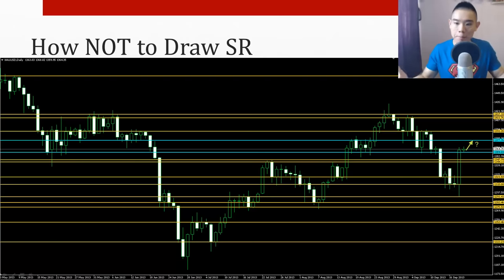You can be buying into support, and if you've got too many levels, the next thing you know, a few pips away, there is another resistance. And you might think, oh man, I'm so near resistance, I shouldn't enter a trade. So you can see there's just no room for your trade to move because you put in too many levels. You get analysis paralysis, you don't know which level to focus on, and you get frustrated. So this is how you shouldn't draw your support and resistance levels.